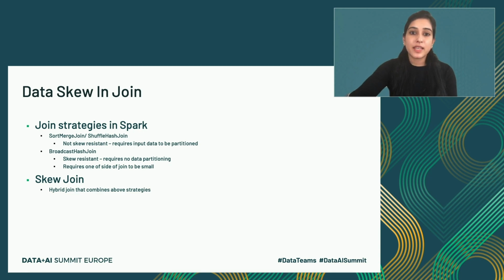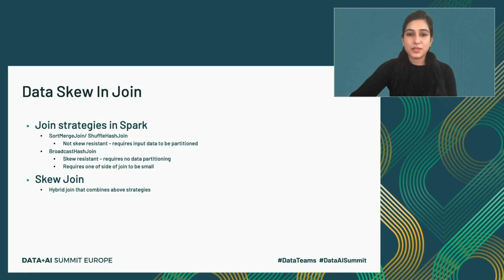A little recap on the join strategies that exist in Spark. Shuffle hash join and sort merge join require input data to be partitioned and hence are more prone to be affected by the input data that is skewed. Broadcast hash join, on the other hand, does not require input data to be partitioned, but requires one side of the join to be small enough to fit in memory. Since broadcast join is a mapper type join that requires no partitioning, it is skew resistant.